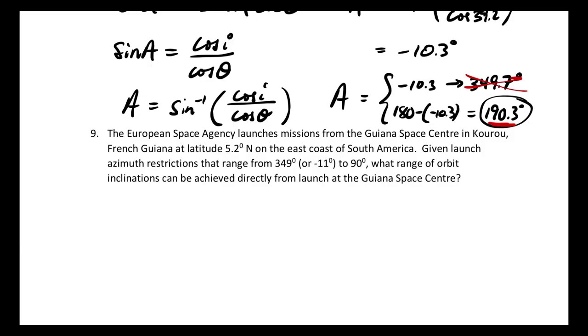How about this question number 9? The European Space Agency launches missions from the Guyana Space Center in Kourou, French Guiana, at a latitude of about 5.2 degrees north on the east coast of South America. Given launch azimuth restrictions there that range from 349 degrees, equivalent to maybe negative 11 degrees, to 90 degrees, what range of orbit inclinations could be achieved directly from launch at the Guyana Space Center?